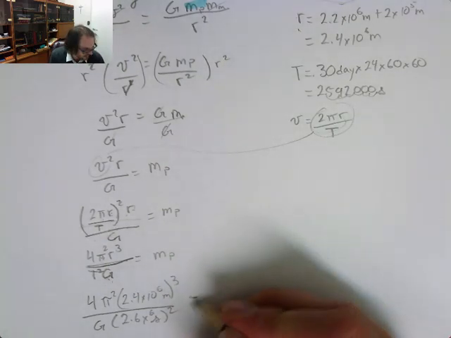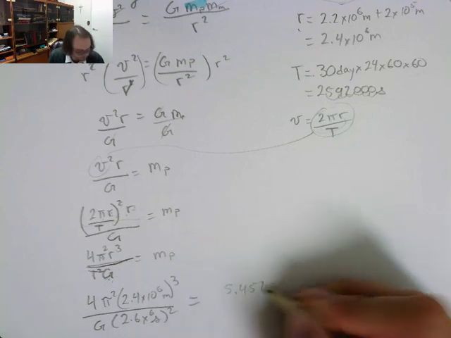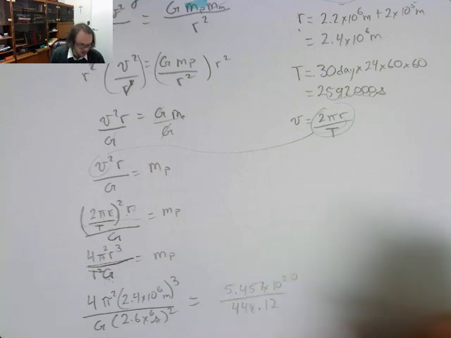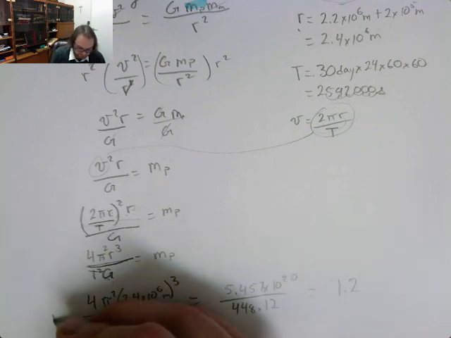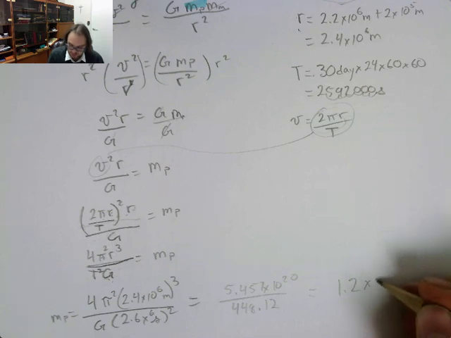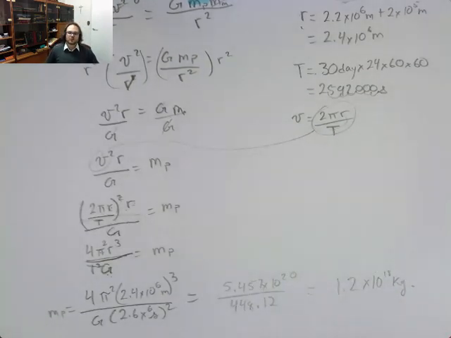Now this is going to end up giving me 5.457 times 10 to the 20 all over 448.12, which gives me a total altogether of 1.2 times 10 to the 18 kilograms. So this one here was a bit trickier of a question because there's a lot more to do and there's quite a bit of math to combine together to get the answer.